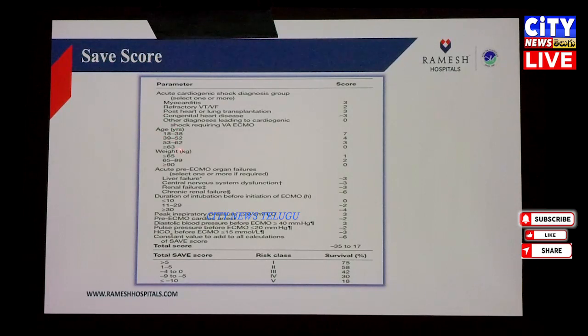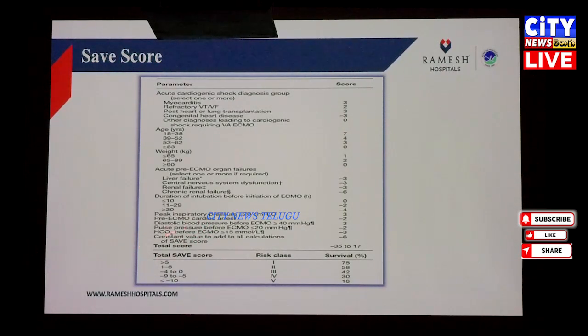What is the age of the patient? What is the weight of the patient? Pre-ECMO, whether there was any organ failure. What is the duration of mechanical ventilation or intubation in these patients? What were the ventilation parameters? Whether the patient required high peak pressures. Whether the patient had a cardiac arrest prior to initiating ECMO.